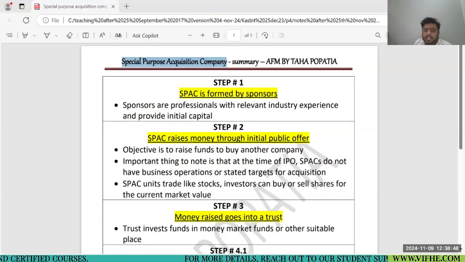Important thing to note is that at the time of IPO, SPACs do not have business operations or stated targets for acquisition. SPAC units trade like stocks. Investors can buy or sell shares for the current market value.